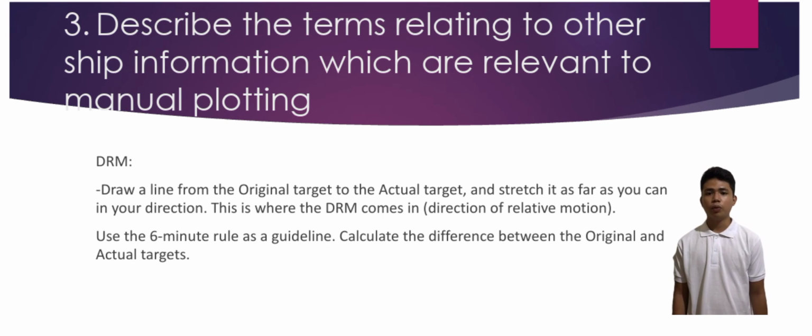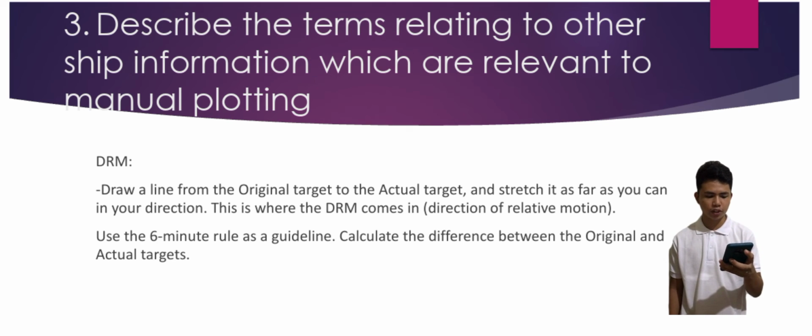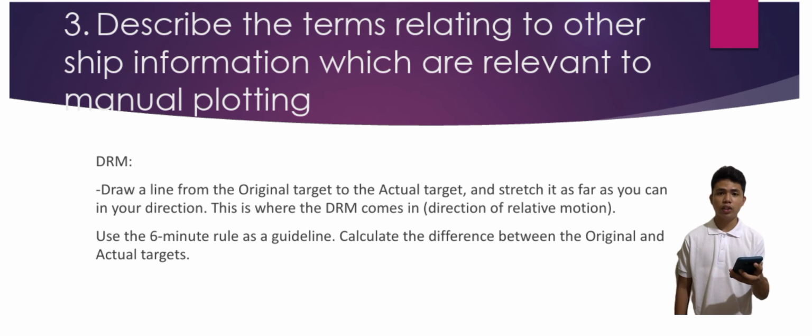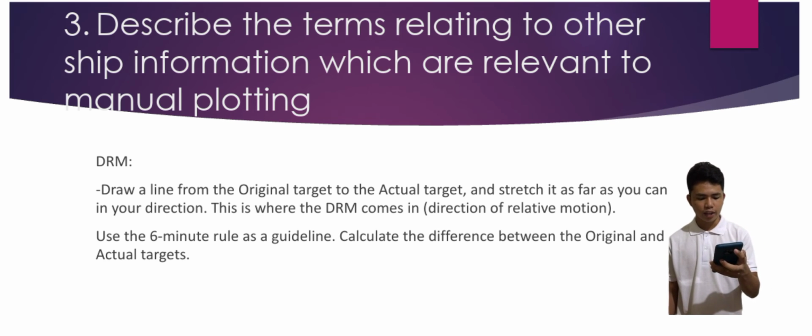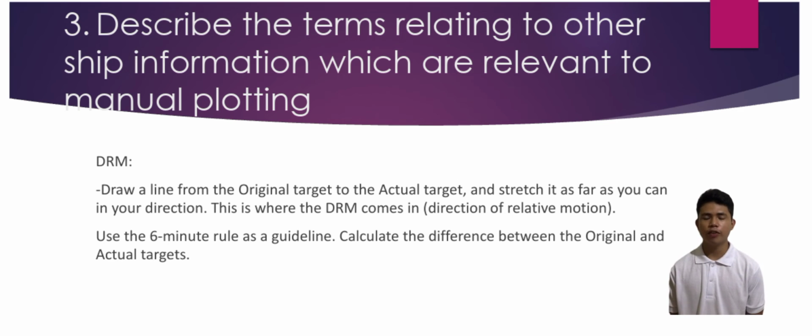Number 3, describe the terms relating to other ship information which are relevant to manual plotting, defining terminology for other ship information that is useful to manual plotting. The first example is DRM, or direction of relative motion. Direction of relative motion refers to where the relative motion is heading.